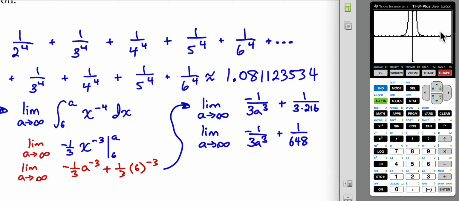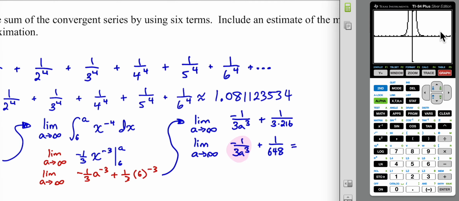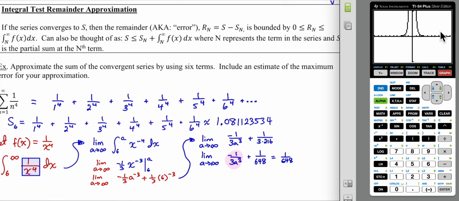So this component here is going to go to 0. Plug in infinity for a, negative 1 over infinity is going to go to 0. The other part is constant, so this whole limit is going to boil down to 1 over 648. All right.